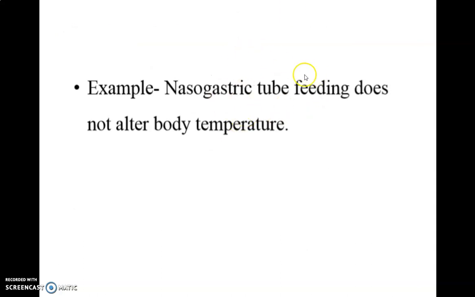The example, nasogastric tube feeding does not alter body temperature. Here there is no relationship between nasogastric tube feeding and the body temperature alteration.